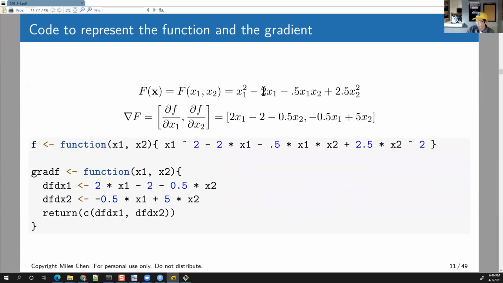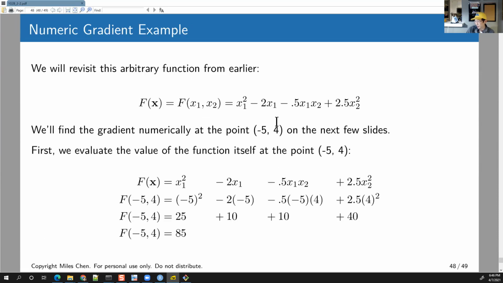Okay, this arbitrary function, and we say, well, what's the gradient with respect to this? We're going to calculate just at -5, 4, and we're going to say, okay, well, what is the value of the function at -5, 4? I just plug in -5 and 4 into this, and if you plug in all of the values, we're going to get 85. Okay, and we say, okay, well, what would happen if I add a small value to -5? What would happen if I add a small value to 4?